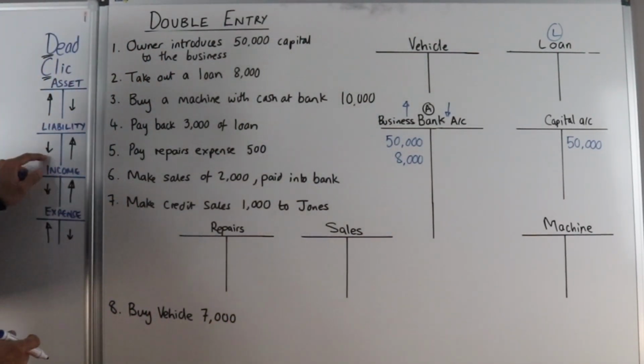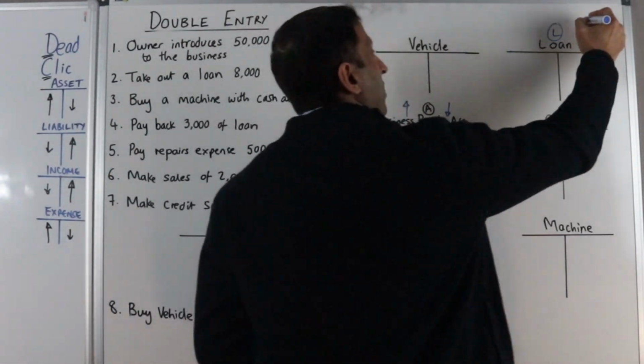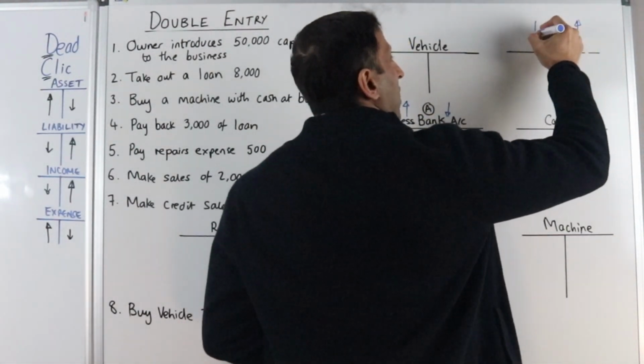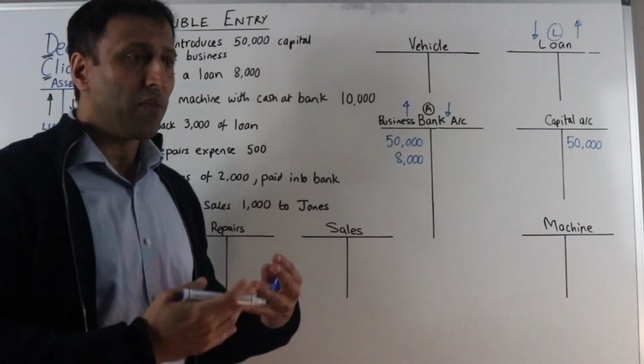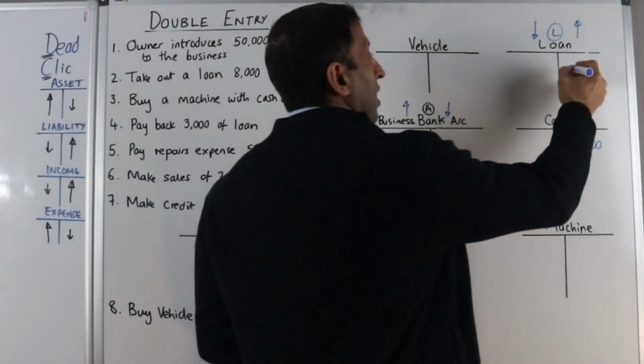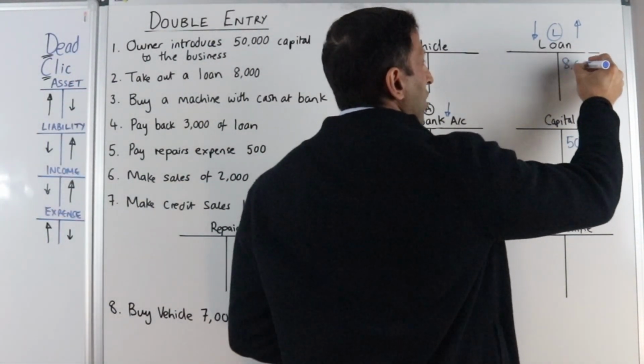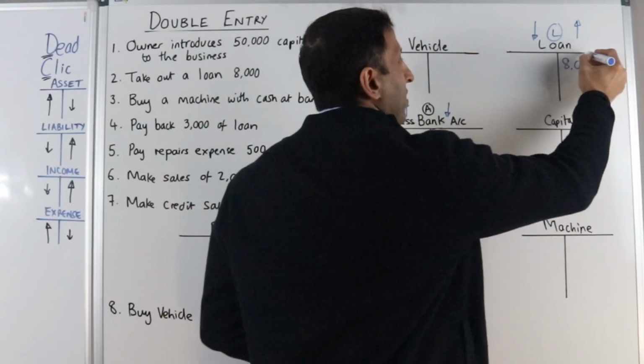And liabilities work like this. They increase on the right and decrease on the left. So now, if the business takes out a loan, the liability of the business, the loan, has increased. So I'm going to put that figure on the increase liability side, on the credit side there.